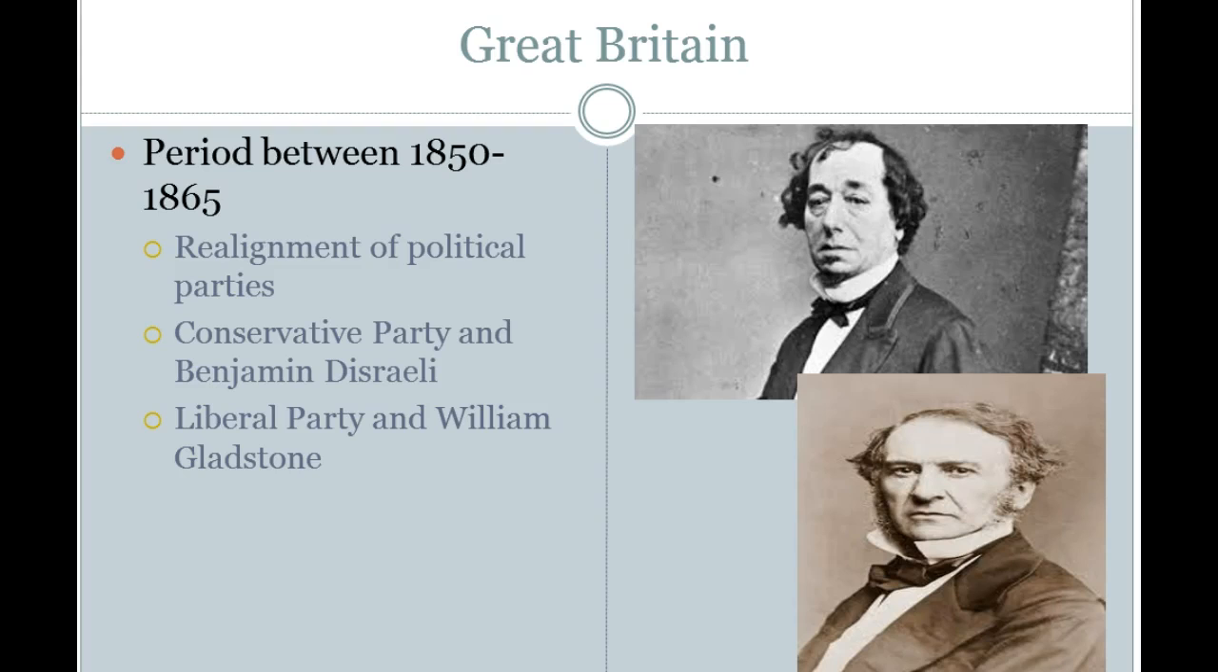It's about your knowledge of the Victorian age in England. So we're now in Great Britain. The period between 1850 and 1865 is going to see realignment of political parties. We've already talked about these parties. Lord Palmerston, Henry John Temple, the Whig Prime Minister and dominant political figure in England between 1850 and 1865.